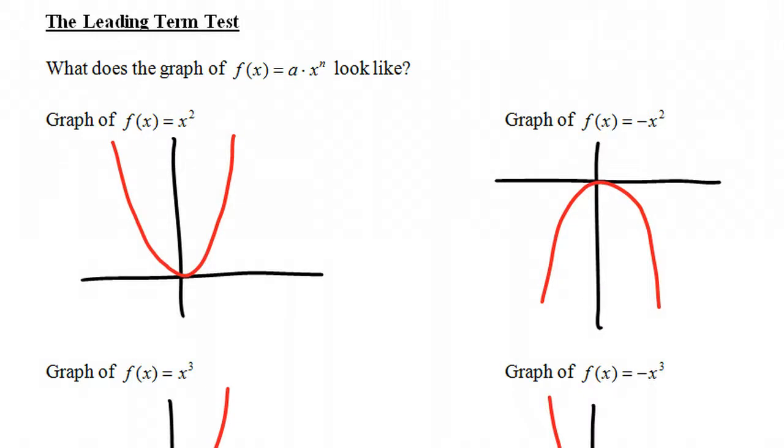In this video, we're going to talk about the leading term test. But before we can get to that test, let's talk about what the graph of f of x equals a times x to the n looks like. Now here a is just some constant and n is a positive integer.